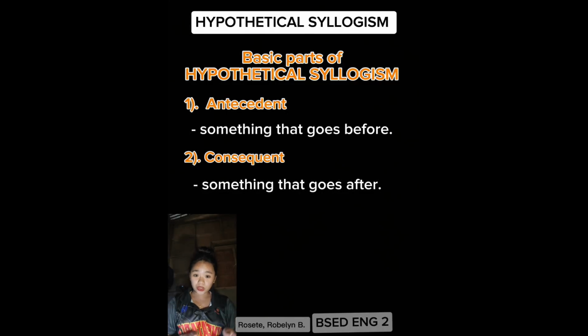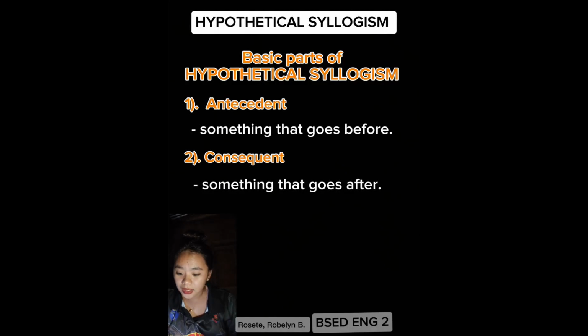Hypothetically, it needs to use the phrase "if" and "then." So, a hypothetical syllogism is one wherein the major premise is hypothetical, and the minor premise and the conclusion are categorical. In order to understand what a hypothetical syllogism is, I'm going to give examples. Then let's identify where the antecedent and the consequence are.